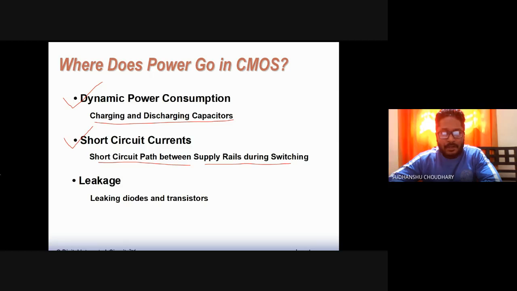So during that short instance, my VDD is connected to ground. Okay. So that is called short circuit current. Again, it's a source of power dissipation. Then also leakages can be there, that is leakages through the parasitic diodes, and also the parasitic transistors can be present in my CMOS circuit.